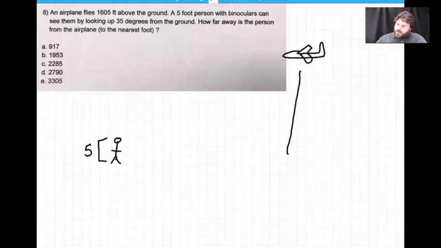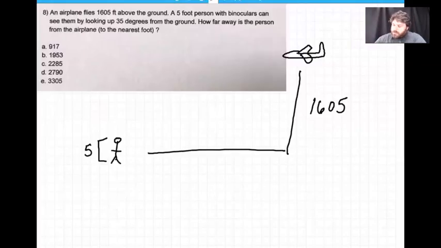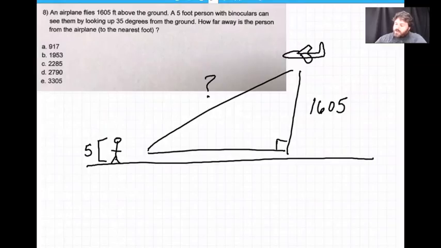Okay, we know that the airplane is 1,605 feet above the ground. Okay, we know it's directly above the ground, which means it makes a right angle with the ground. And the question is, what is the distance from the person? Okay, so one thing you have to realize is that it's 1,605 feet to the ground. This person is viewing with its little binoculars right here, 5 feet off the ground. So really, this distance here is 5 feet, which means that really, in this triangle, this height is only 1,600 feet.